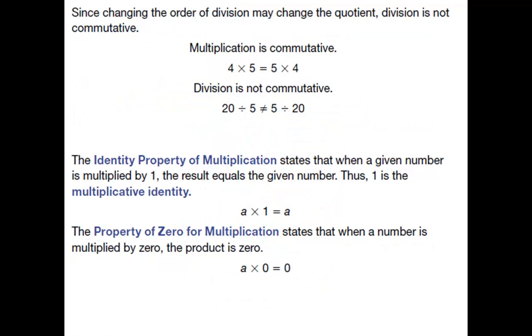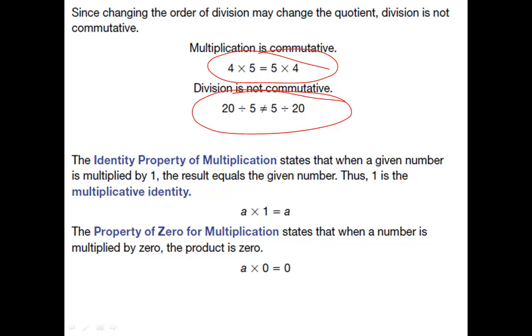Since changing the order of division may change the quotient, division is not commutative like addition and multiplication are. Multiplication is commutative. 4 times 5 does equal 5 times 4. But you'll notice that in division, 20 divided by 5 does not equal 5 divided by 20. Not even close to being the same thing.